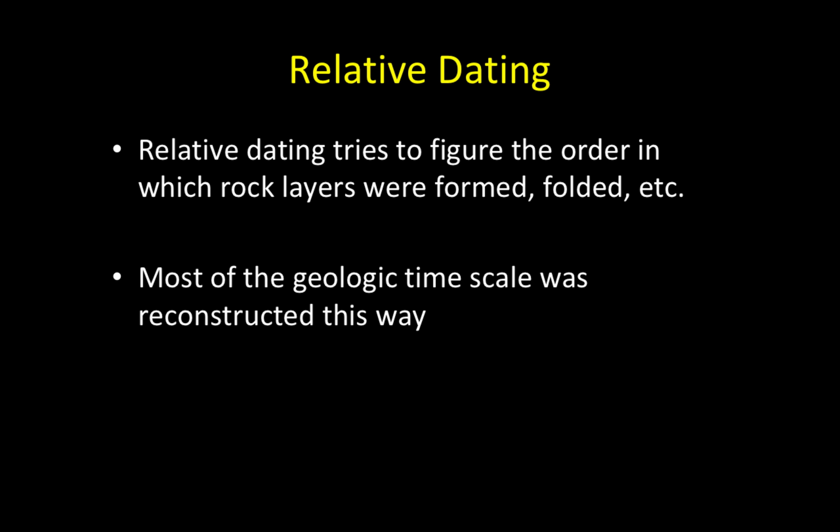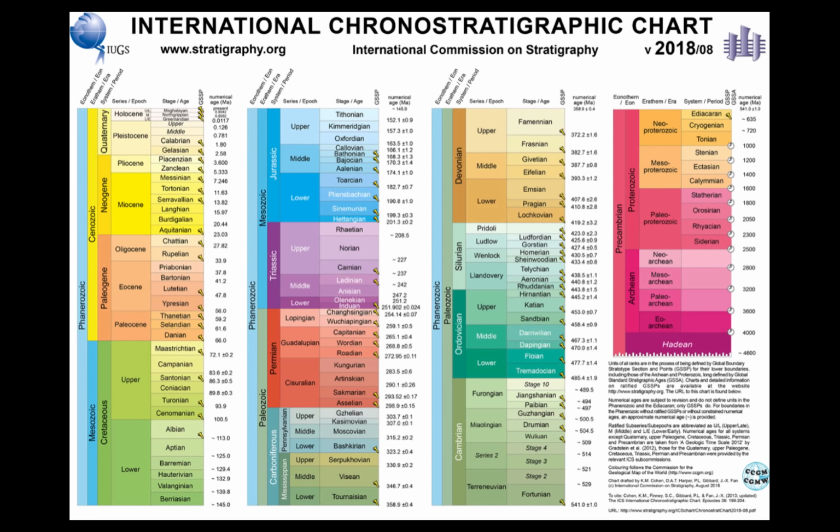And this is a way to figure out the order in which we find things like faults and folds, all the things that we've been learning about this semester. And most of the geologic timescale is reconstructed this way. So here is a picture of the geologic timescale. Up in the yellow parts in the left-hand upper corner, that's stuff most recent to today. And we move back and back and back through time to the beginning, 4.56 billion years ago, into the Hadean, which we've talked about in class.